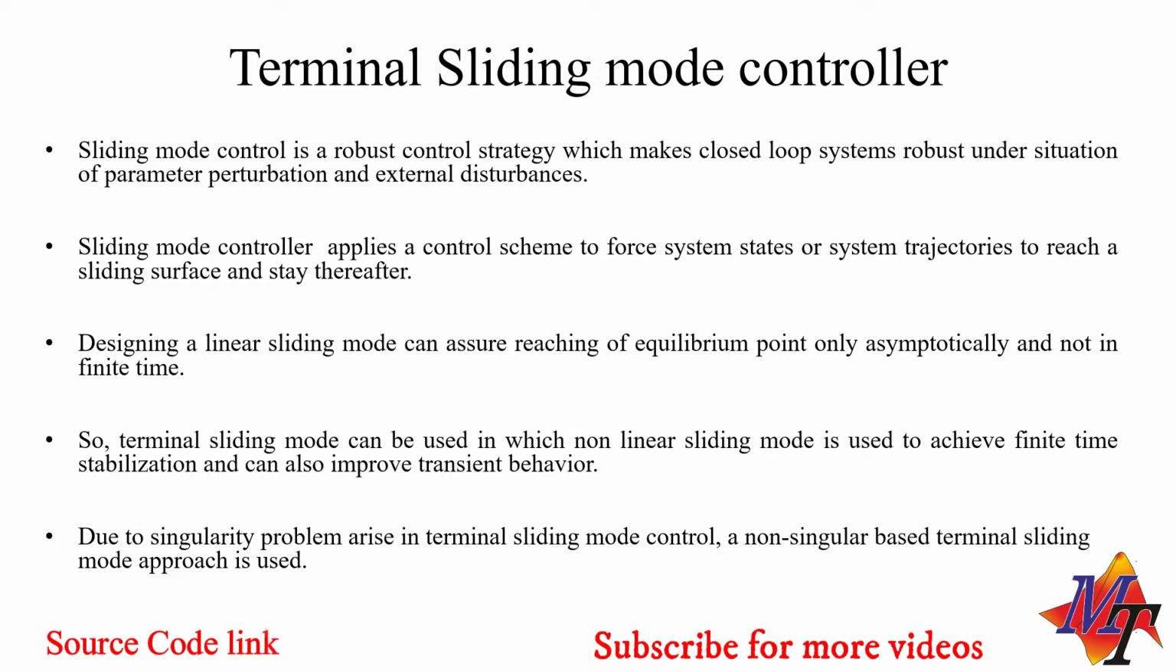So for the finite time convergence, a terminal sliding mode control technique has been approached in which we use a power term on a system state, and it also improves the transient behavior of the system. But there is a consequence while using this type of approach, that is the singularity problem, which is that it may require infinitely large control action in order to maintain an ideal terminal sliding mode motion. So for that, a non-singular terminal sliding mode approach is being used in this Matlab Simulink example.